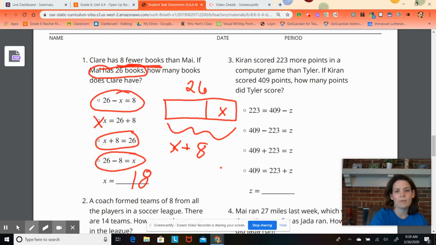So for each of these problems, you need to read them really carefully. If it's helpful, draw a diagram. And then you need to decide which equations will fit the situation. And then you need to solve.